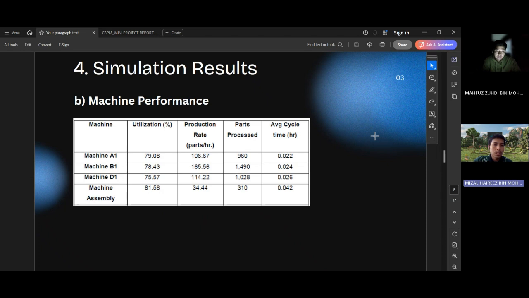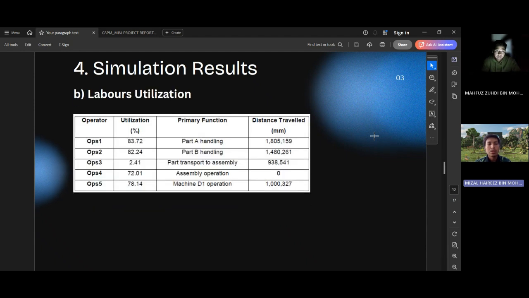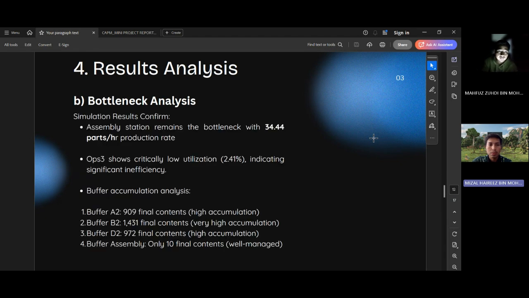So the key performance metrics, I want to highlight the assembly station operated at 81.58% utilization, confirming its bottleneck status. The system experienced 35 machine breakdowns across all equipment, yet still exceeded theoretical performance. Individual machines showed much higher utilization than expected. However, we discovered some critical inefficiencies that need addressing. So that's all from me. I move to Mahfuz.